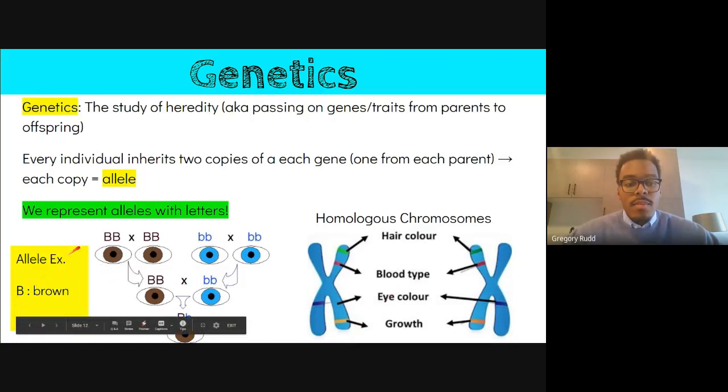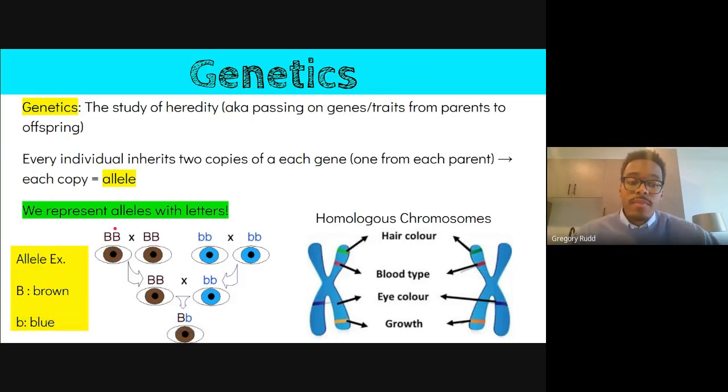So in this case, each allele results in a different trait. So my one allele with the capital B results in brown hair. Another allele with the lowercase b results in blue hair. We're going to talk exactly about how to figure out the probability that a person would end up with brown and blue hair. It all depends on the alleles that are present, the alleles that are coming from mom and dad.